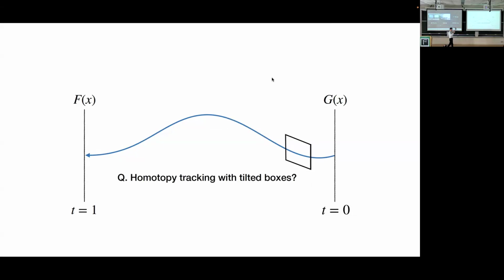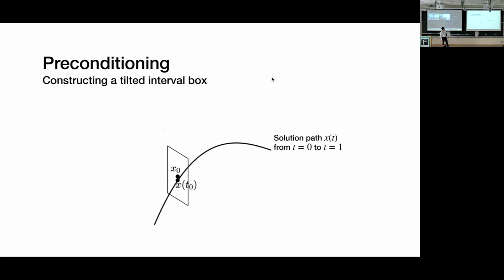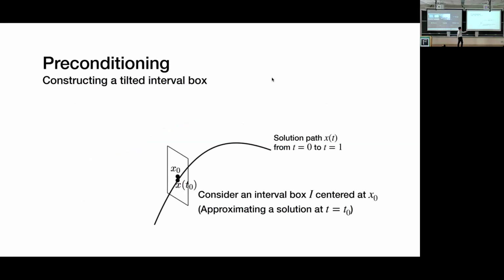If you use a tilted box, which is obtained from some proper approximation of the solution path, maybe you can do a little bit more sophisticated tracking. So let me talk about how we can get this tilted box, which is called the preconditioning step. Suppose that you have this solution path, and this interval is given. This is the input interval that you want to consider, which is centered at x0. x0 is an approximation for some point on the solution path.